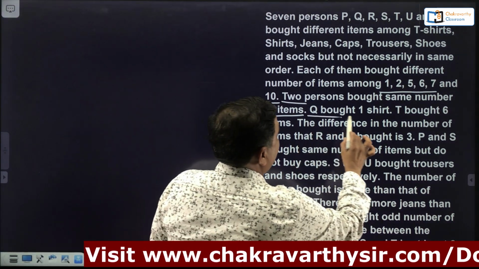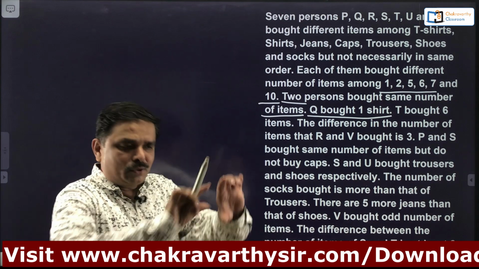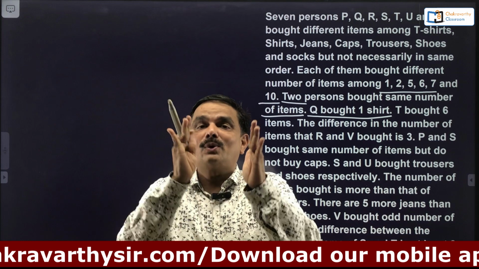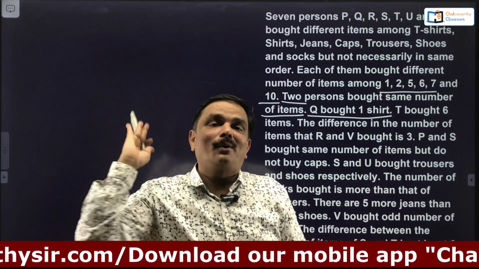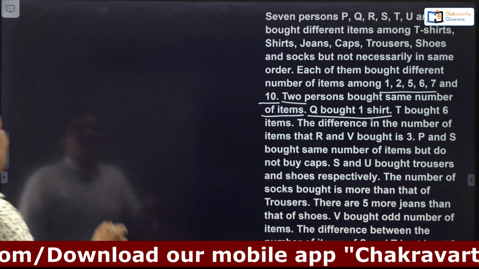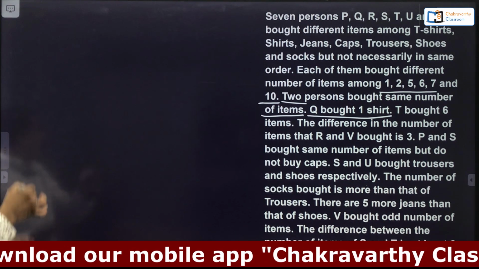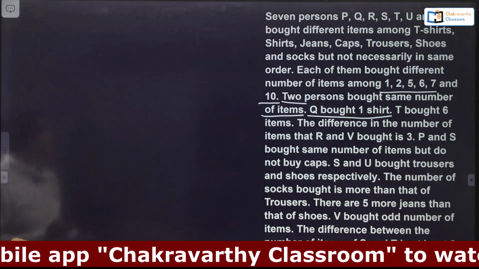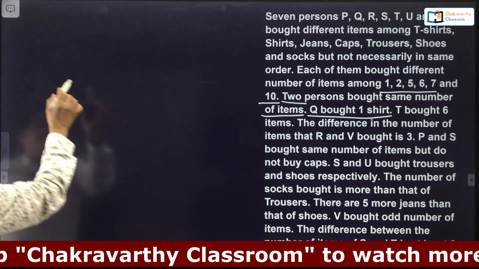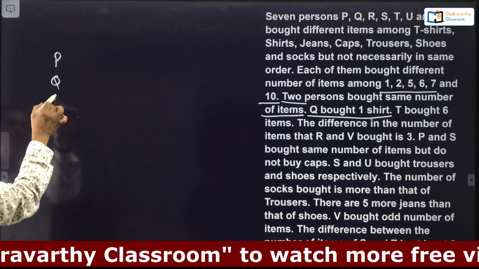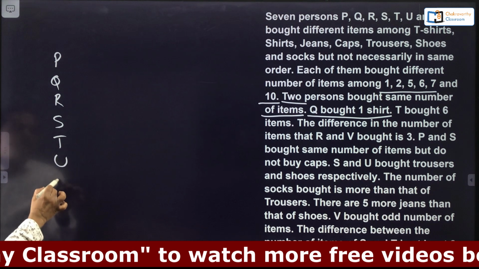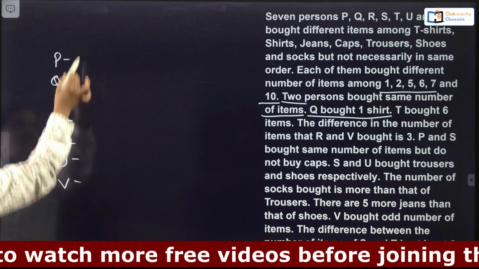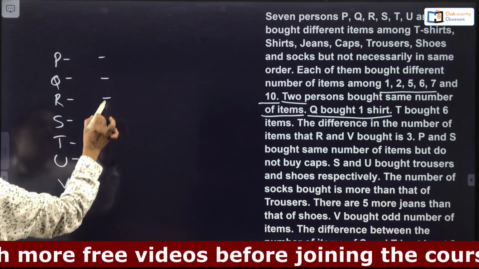Q bought 1 shirt. Clearly they have given complete information. Now, how to solve this one? How many columns are required here? That is important. Number of persons, 1 column, followed by name of the item, 1 column, and number of items as the other column. Simply I write here. I start from here. P, Q, R, S, T, U and V. Now here I take the name of the item in this column and number of items in this column. That's it.